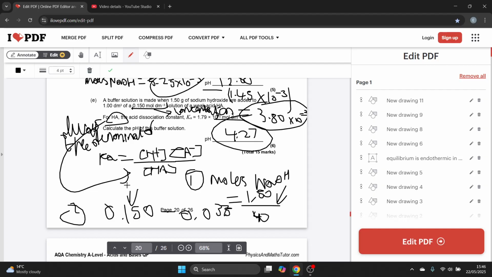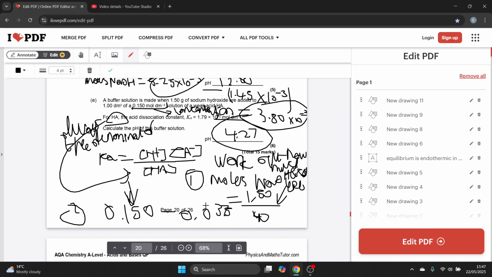And anytime I want to work out how many moles of excess are left, that's why you always do the excess minus whatever you're working with. Then you work out the moles of that, 0.1125. And then you rearrange the Ka expression, substitute values in, and then you get pH 4.27. So yeah, you can skip that.